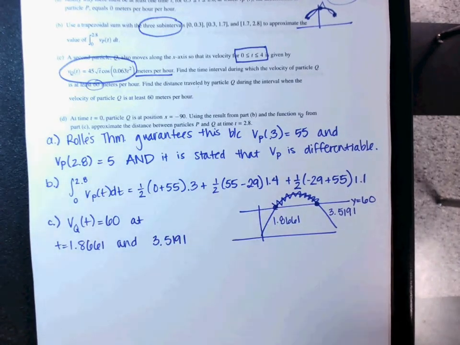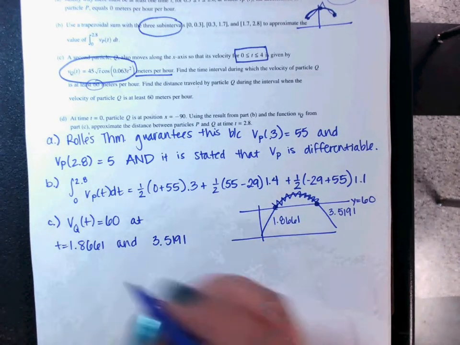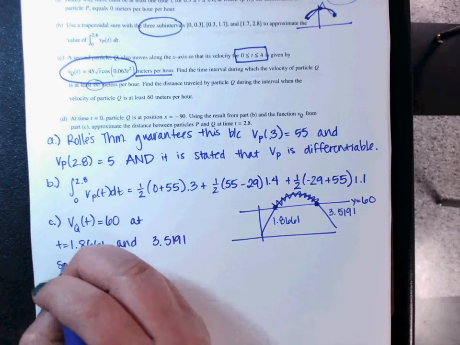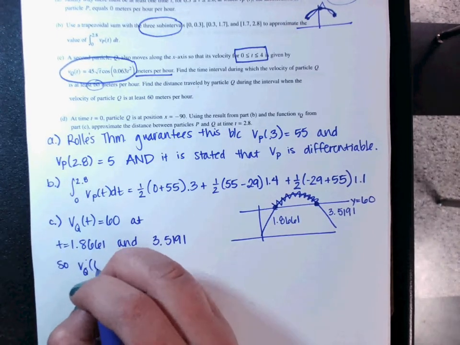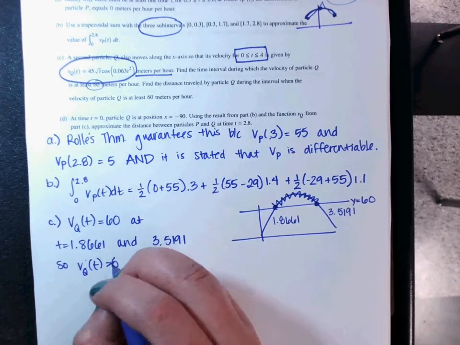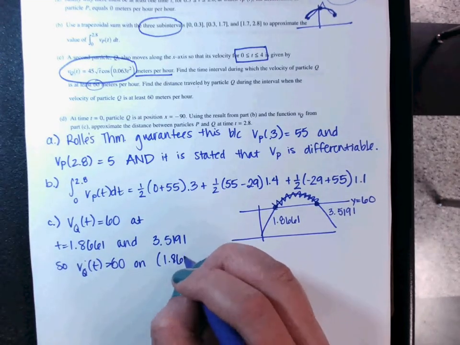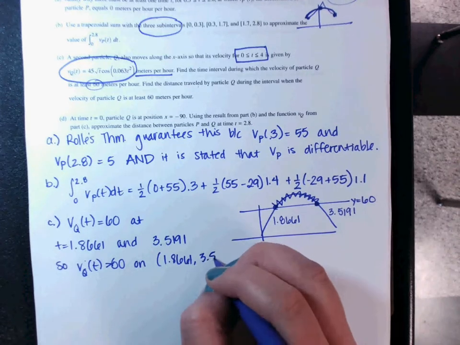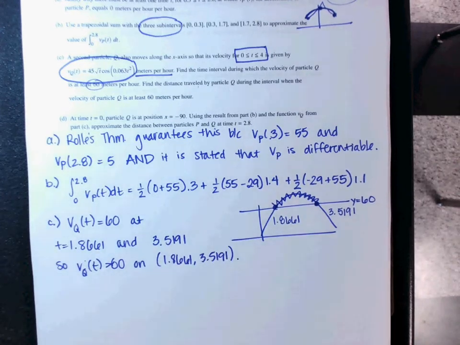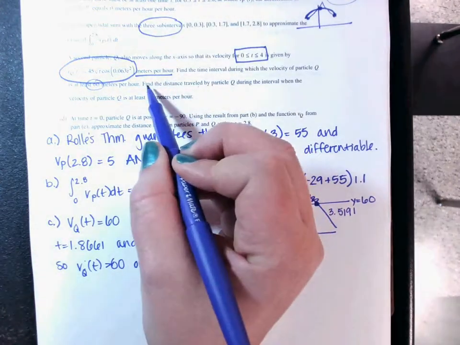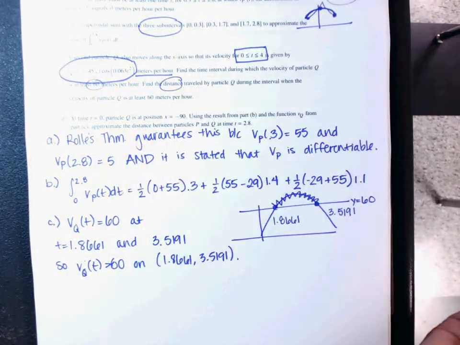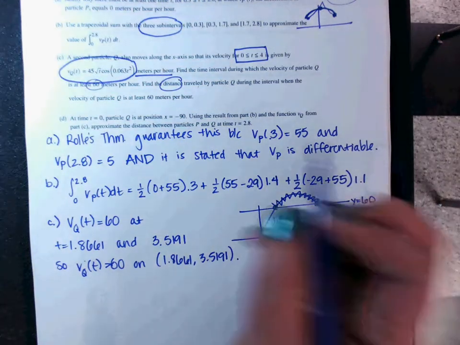3.5191, and then it's going to be above 60 on that interval. So VQ of t greater than 60 on 1.8661, 3.5191. Okay? Now obviously you probably didn't have to show this much work for you to get points. Then it says find the distance traveled by the particle on the interval when it was at least 60.